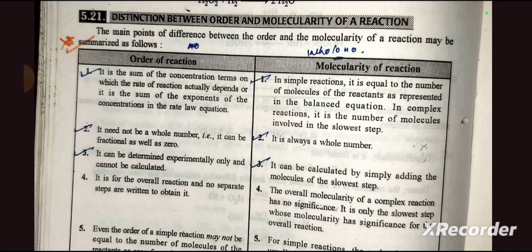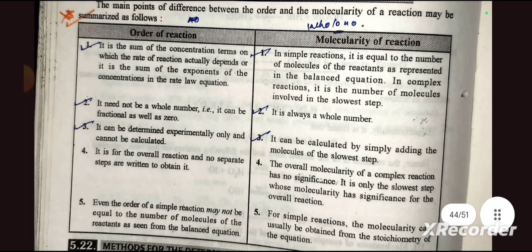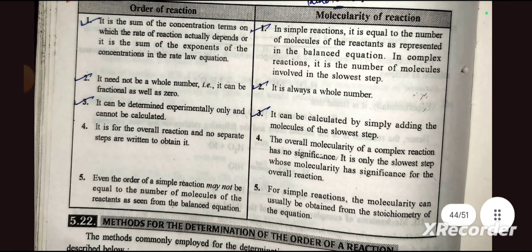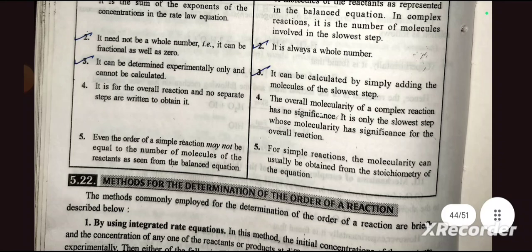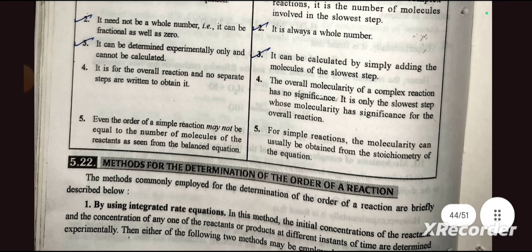First, for molecularity, in a simple reaction it is equal to the number of molecules of the reactants as represented in the balanced equation. In complex reactions, it is the number of molecules involved in the slowest step. Second, order need not be a whole number, that is, it can be fractional as well as zero. Second, molecularity is always a whole number. Third, order can be determined experimentally only and cannot be calculated. Third, molecularity can be calculated by simply adding the molecules of the slowest step.